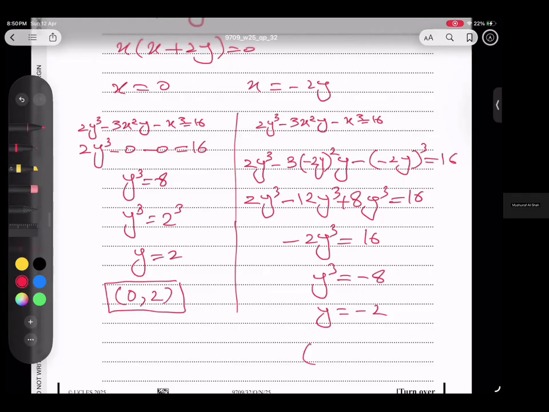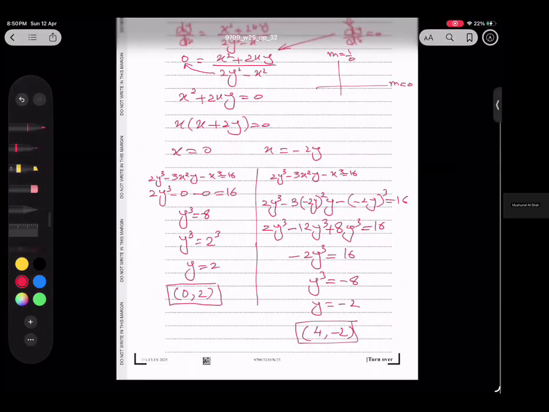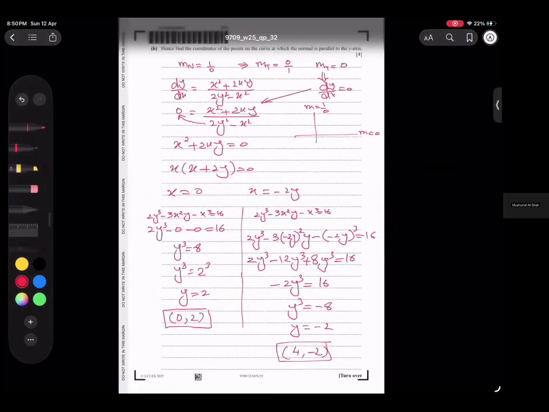And how do we get x, students? Plug this negative 2 in there. I got 2 times 2 is 4, positive 4. So I got (4, negative 2). I hope the concept of the question is completely clear. It is a little bit tough algebra, but I hope you realize the concept.